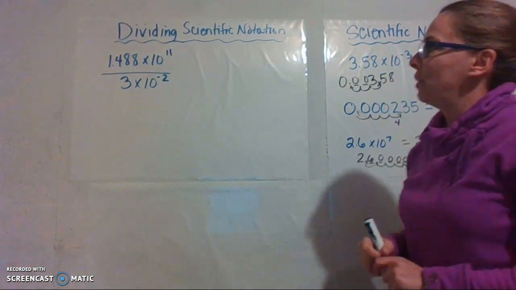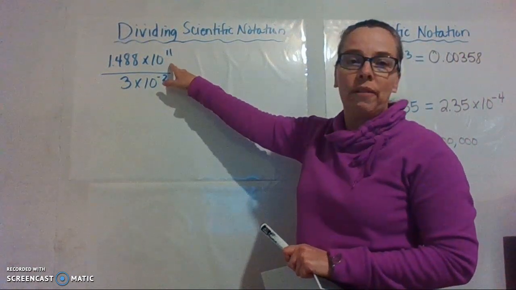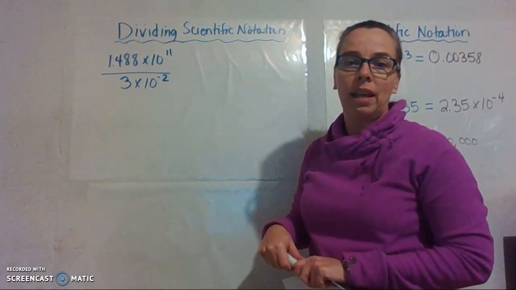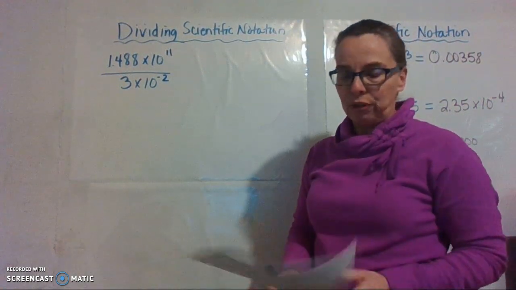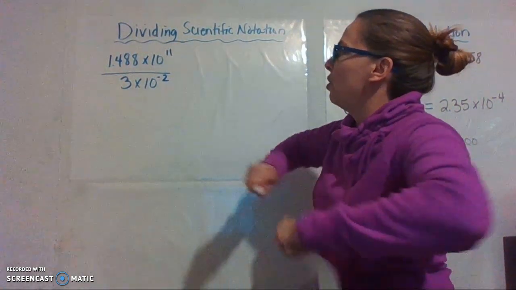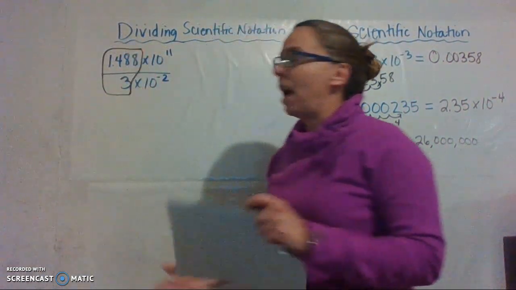Alright, dividing scientific notation. We have 1.488 times 10 to the 11th divided by 3 times 10 to the negative second. They are being divided by each other. Like multiplication, you're going to first divide your first factors. So I'm going to look at that part there. Divide those two out.